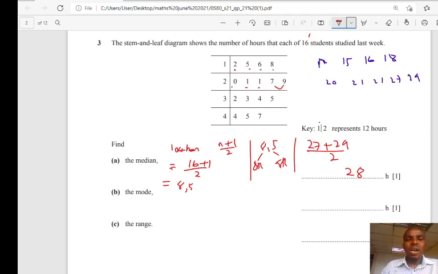Next, the mode. The mode is the number which appears the most. In this case, you can see 21 is appearing 2 times, here and here. So the mode is 21. Done.